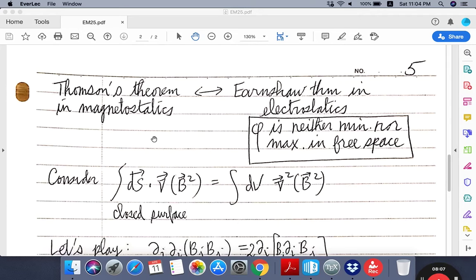So let's remember we proved something called Earnshaw's theorem in electrostatics. And what the theorem stated was that in free space, where you don't have any charge, the electrostatic potential can neither be a local maximum nor a local minimum.